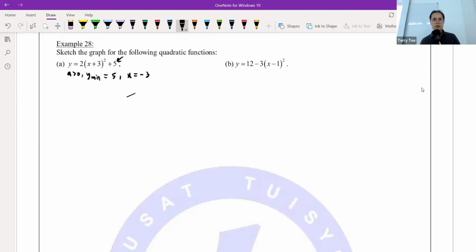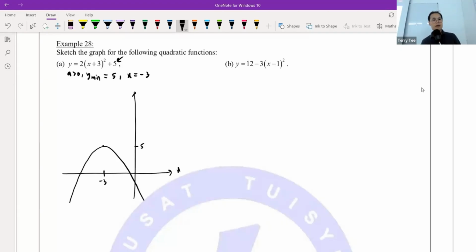Sorry, I do freehand, sometimes very ugly. Okay, negative 3, positive 5. This is the minimum. If it's the maximum, the graph looks like this. This is a maximum, but we want to draw a minimum. So it should be coming down, going up. Yeah, intersect here. All right.